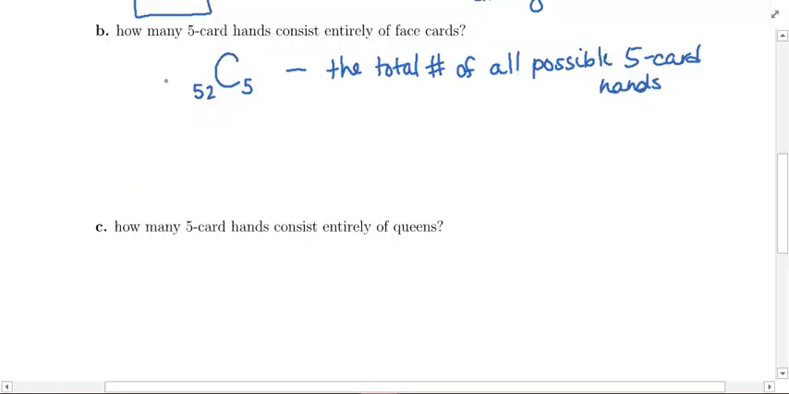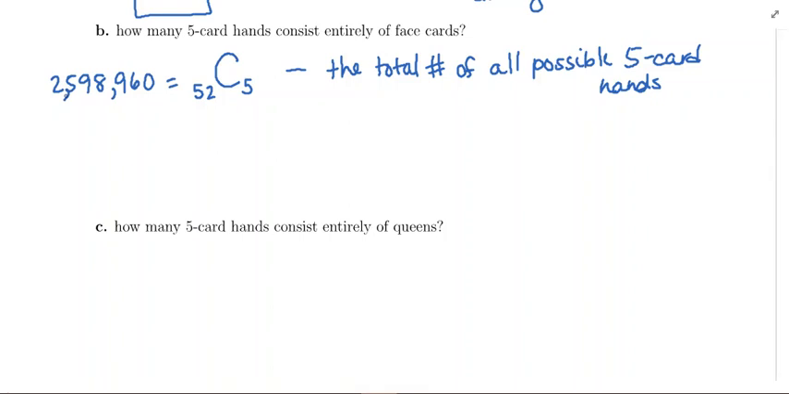Again, this is not the answer to part B, but I do want to go over this just so you can see the difference with the actual answer. So here we go. Put my commas. There's 2,598,960 possible 5-card hands with no restrictions. But part B is still dealing with a 5-card hand, but there is a restriction. You want to count only the hands that have face cards.